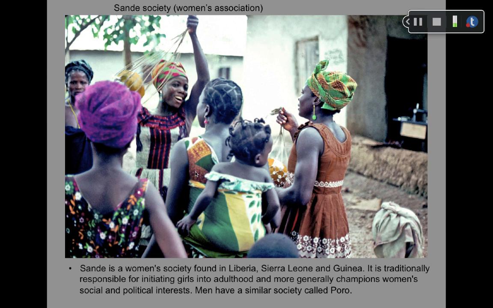This is the Women's Association. It's for women only. Sande is found in Liberia, Sierra Leone, and also Guinea. It is traditionally responsible for initiating girls into adulthood and more generally championing women's social and political interests. So if we think about the role of women today within these societies, it's actually quite liberating for these women to have this sort of society where it's exclusive to women, where they can talk about their concerns socially and politically with one another. There's also a men's society called the Poro.